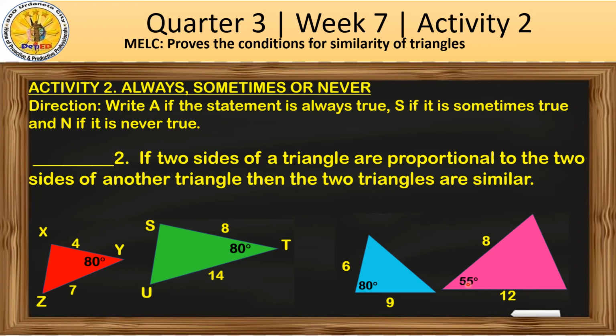Therefore, having two sides of a triangle that are proportional to two sides of another triangle is not a guarantee that the two triangles will be similar. So this is sometimes true, and we will write S on the blank.